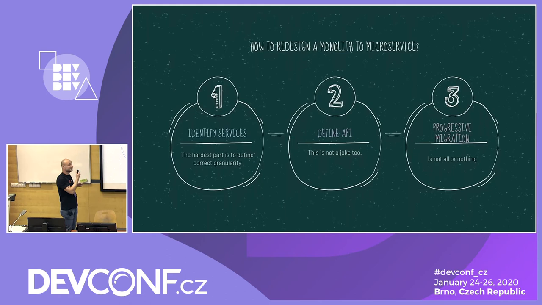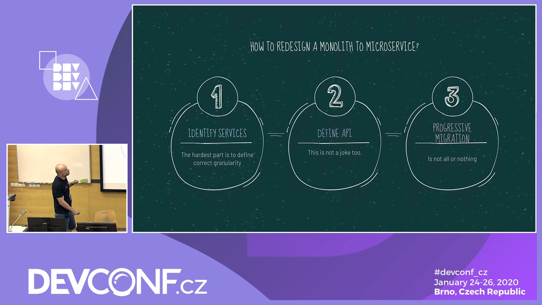Then define the API, and this is not a joke too, because you have to define a clear API and clear boundaries, and dividing things through an API is not easy. It's not easy whatever way you develop your system. You can develop your system as spaghetti code or as layered code, but defining an API is always the hardest thing.